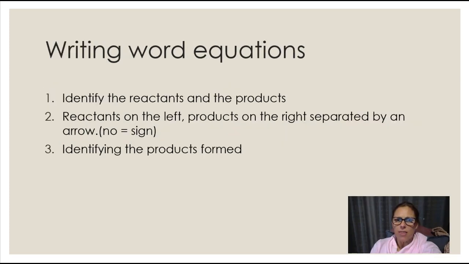So how do we write these word equations? The first step that we need to go through is to first of all identify what are the reactants and what are the products. Once we've done that, we put the reactants on the left hand side, our products on the right, and they are separated by that arrow.